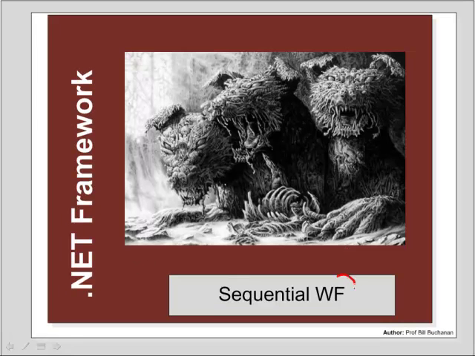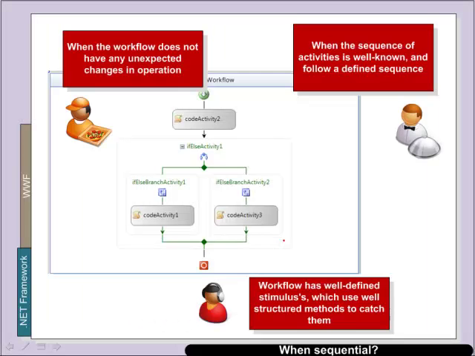So let's look at sequential workflow. In this part of the presentation, we'll look at some practical examples of a sequential workflow within .NET 3. So when do we use sequential workflow? Well, it's often when we actually know the sequence of activities and they follow a defined sequence. Unfortunately, it doesn't work well when we have unexpected changes within that sequence.